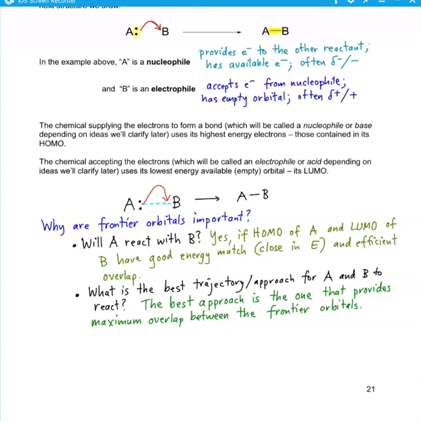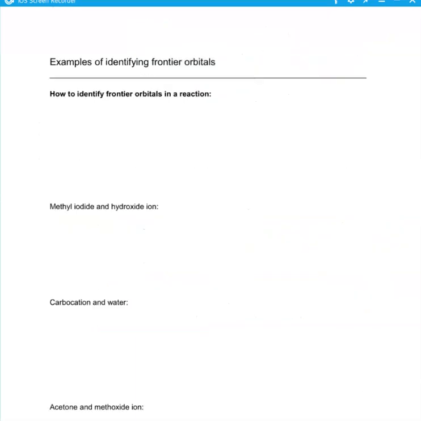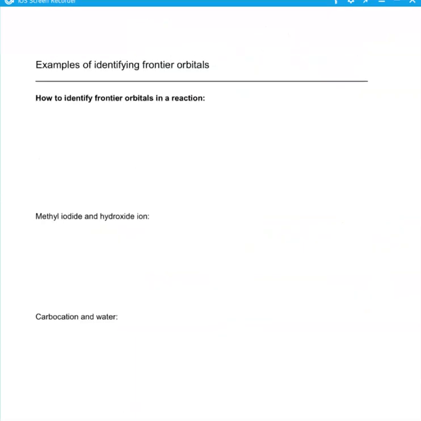Okay, so the next thing we're going to do is draw some mechanisms. Now, these are not mechanisms that you need to memorize at this stage of the game. These are mechanisms that involve reactions that you'll see later this semester and next semester. So we're just going to use them so that we can learn how to interpret what's going on in these mechanistic pictures. So at the top of the page, it says, how to identify frontier orbitals in a reaction.